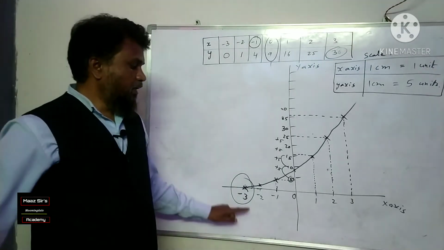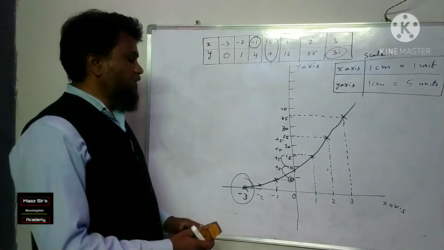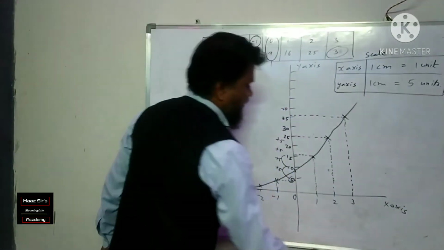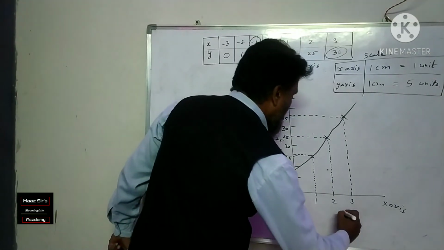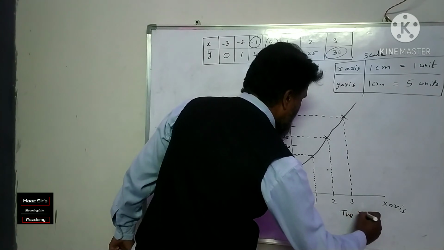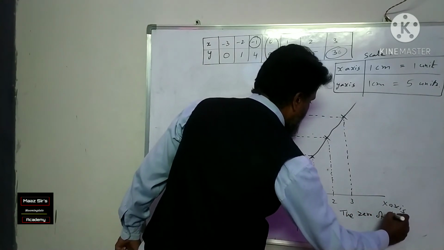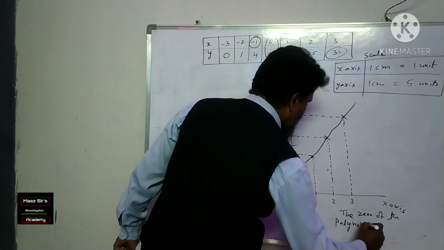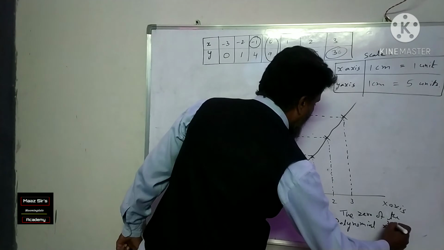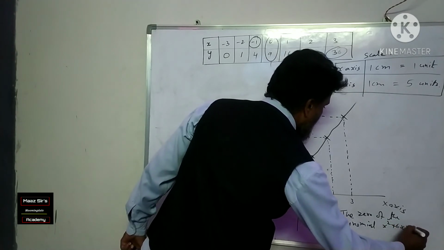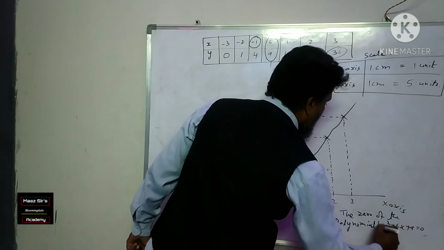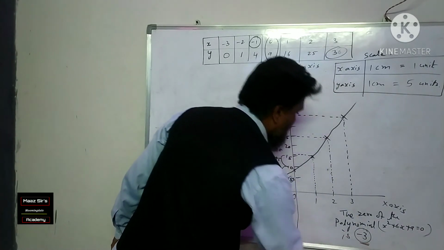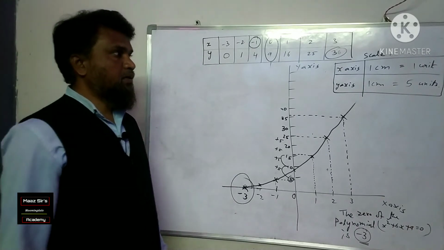So finally you have to write the answer. What is the answer here? You are getting minus 3. So you have to write this answer here on the graph. So the 0 of the polynomial x square plus 6x plus 9 is minus 3. So this is your answer.